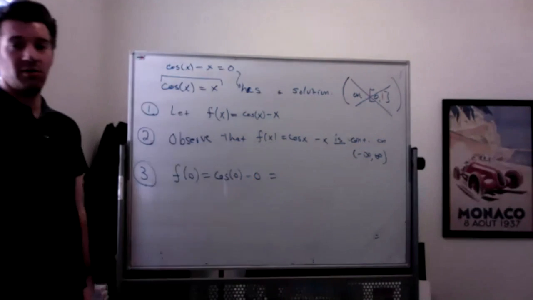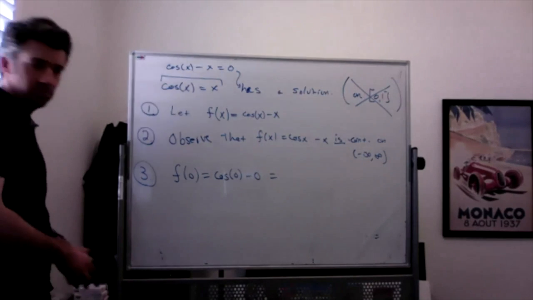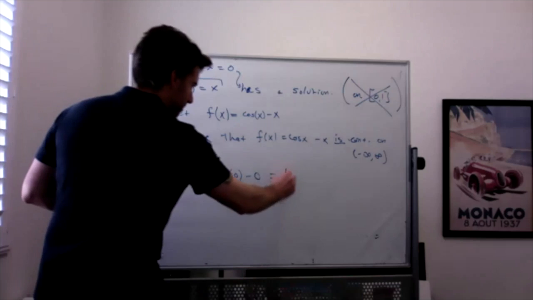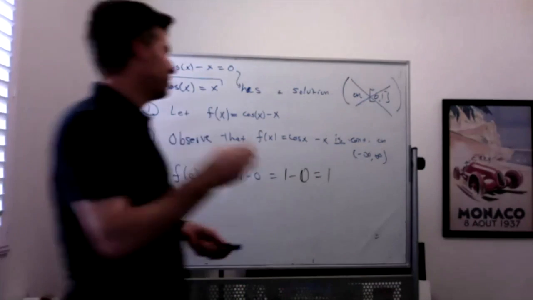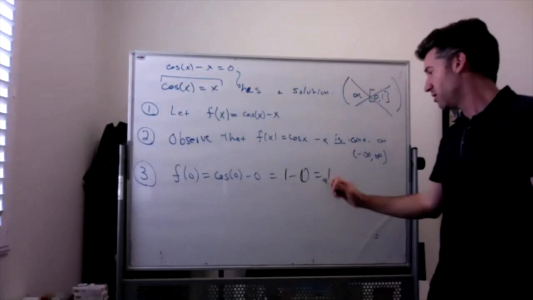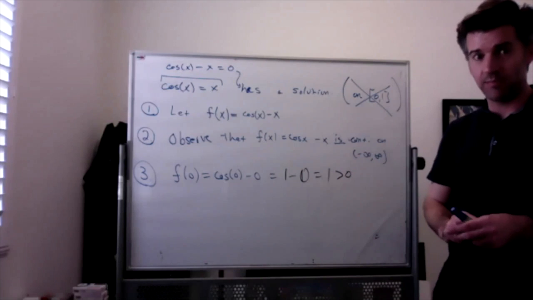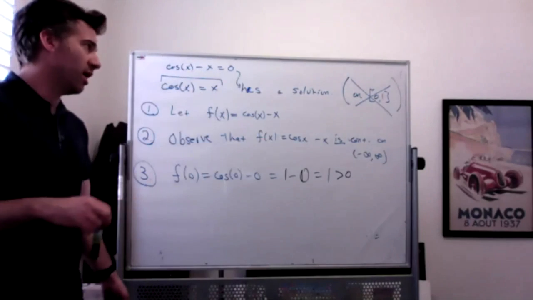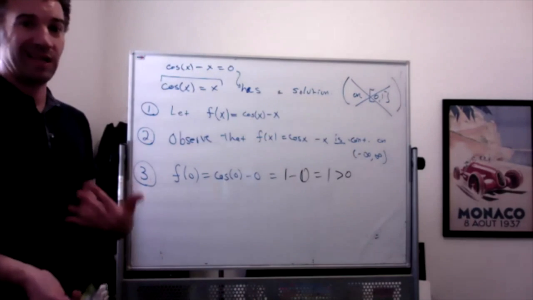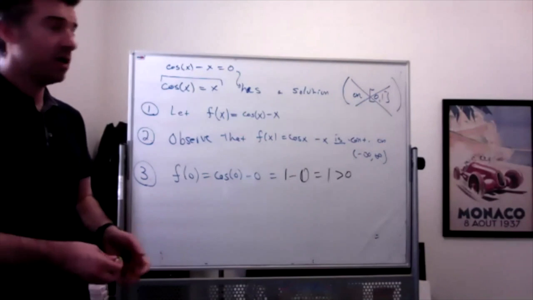So cosine of 0 is 1, right? So we get 1 minus 0, which is 1, which I don't really care that it's 1 so much as that I care that it's positive. Okay. So now our job is to pick another value of x that we can plug in and get something negative. And this is a little bit more challenging.